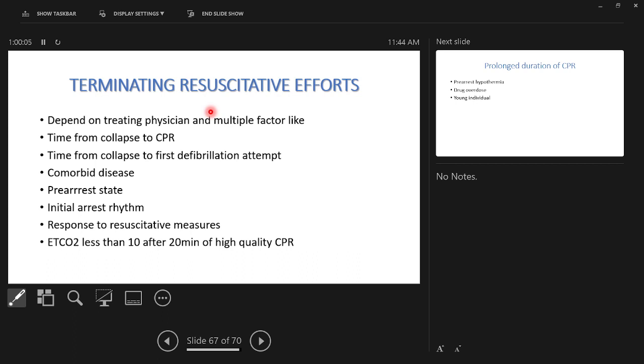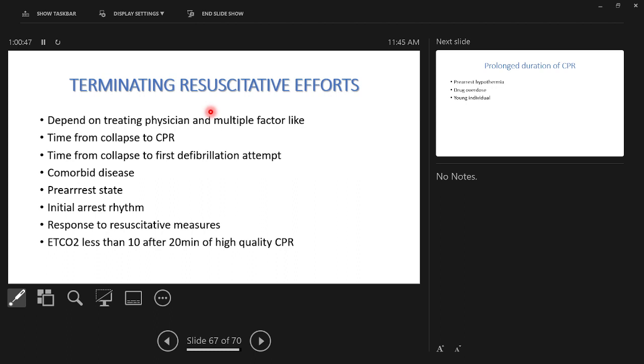Then you can assess the comorbidity of the patient and the pre-arrest phase, and the initial arrest rhythm. If the initial rhythm is shockable, there is more chance of getting ROSC. Then we have to see the response to resuscitative measures. If after high quality resuscitation the patient is not responding after 30 minutes of CPR, then we can plan for terminating the resuscitative effort. And if we are using ETCO2, when the level is less than 10 after 20 minutes of high quality CPR, there is very little likelihood of getting ROSC after the best possible resuscitation. So there is no single point we can use for terminating CPR; we have to take all the points together.